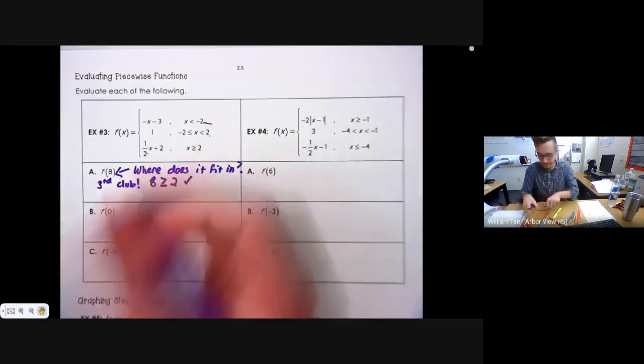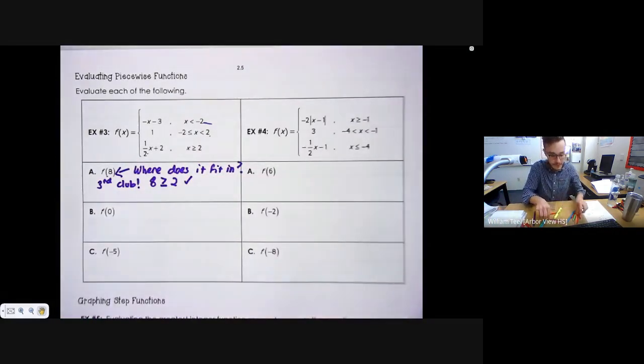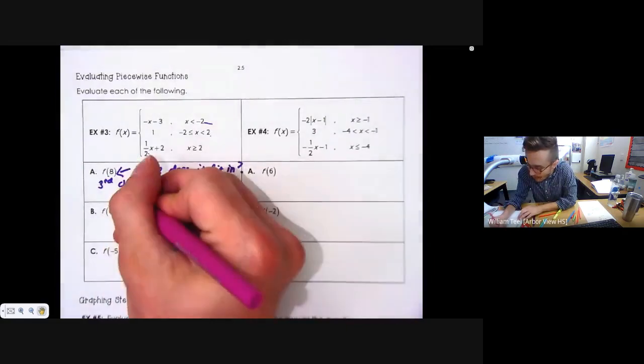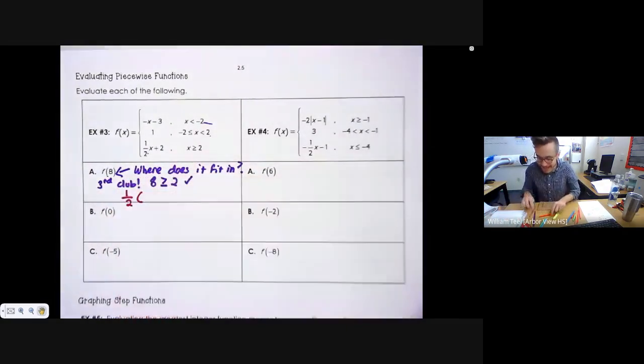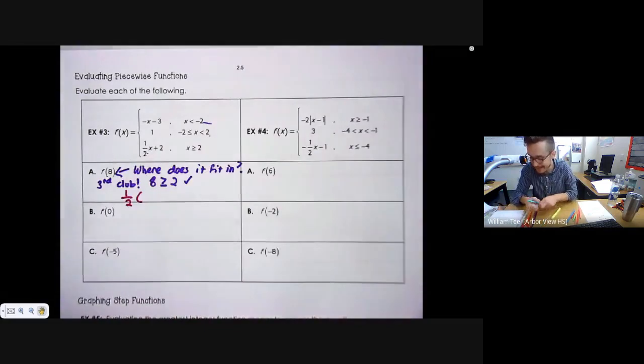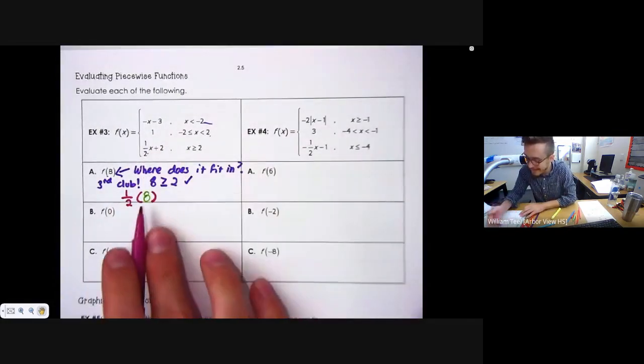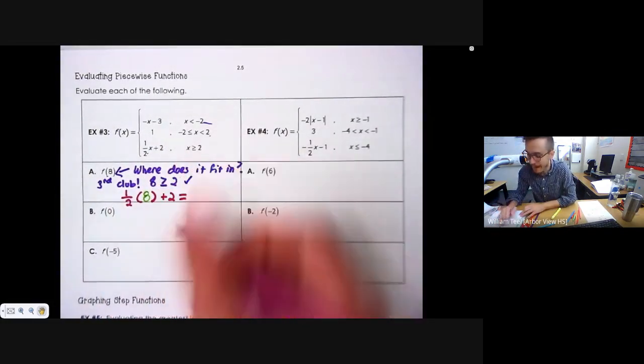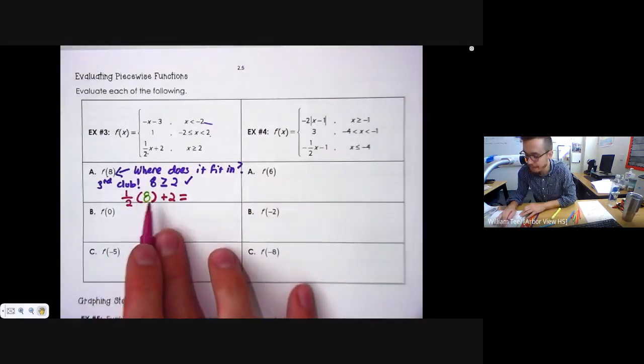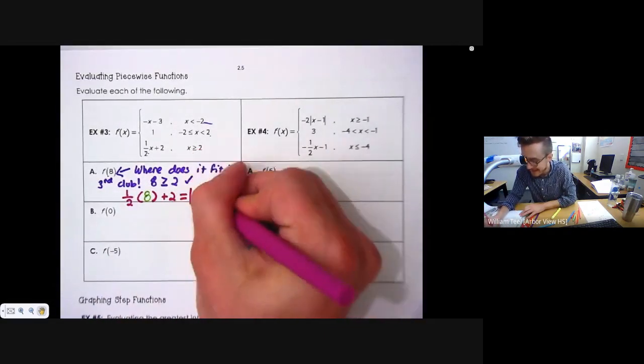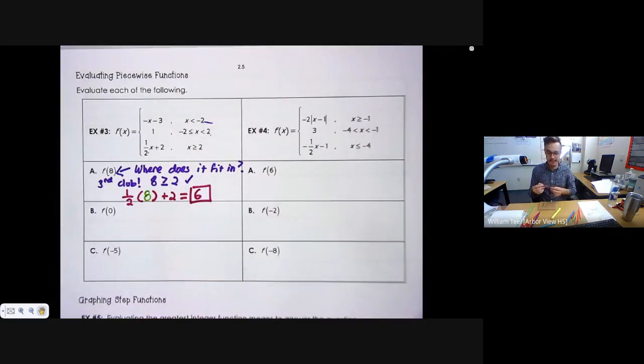I'm going to write this in a different color. So we're going to write 1/2, and plug in 8. So 1/2 of 8, plus 2. If I have 1/2 of 8, that is 4, and then 4 plus 2 gives me 6. So f of 8 is equal to 6. So always figure out which club it fits into first, and then plug the value into that club's equation. Let's look at f of 0.